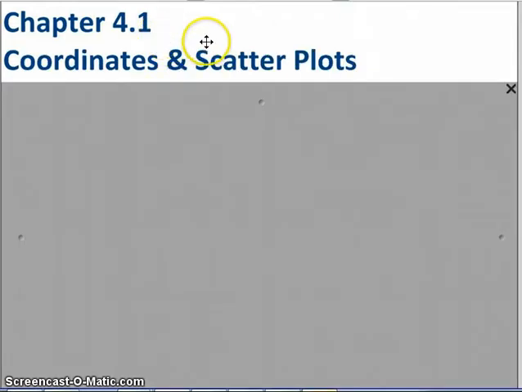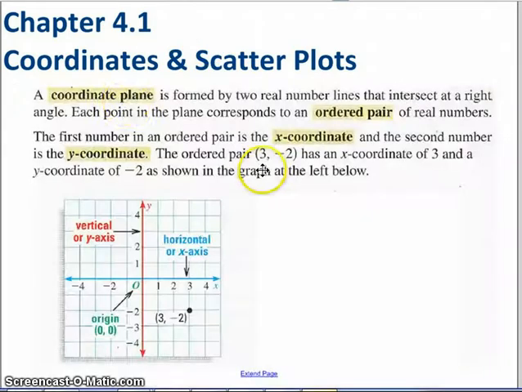Chapter 4.1 has a lot of vocabulary in it that's probably familiar, but I have to make sure. So, for example, a coordinate plane. Well, that is made by two lines, a horizontal line called the x-axis and a vertical line called the y-axis. Now, way back in early elementary school, when you first learned about the number line, you were just looking at the positive side of the x-axis, or the horizontal line here.